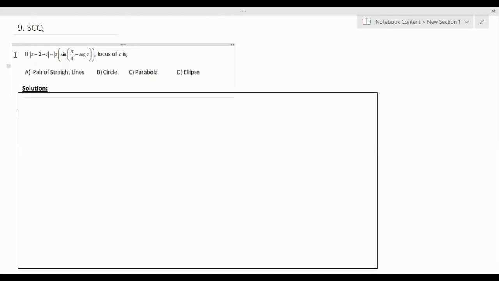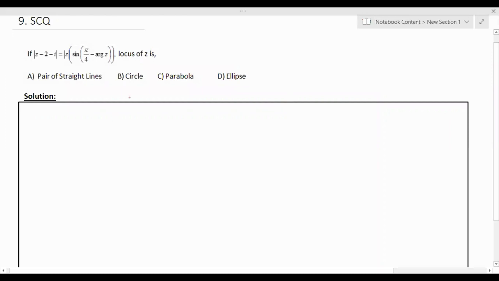Okay. So what do we have here? There's a complex number which satisfies this relation: modulus of z minus 2 minus i equals modulus of z times sine of pi by 4 minus argument of z. And we need to simplify this relation and tell what kind of locus this represents. Okay. So I'm going to assume some things, because it's not just dealing with z, it's dealing with modulus of z and argument of z.